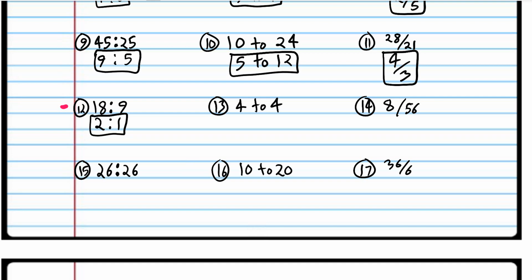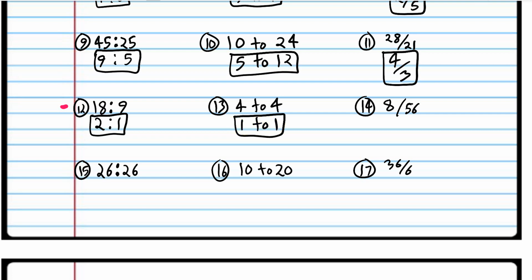For number 13, we can divide both numbers by 4 and we get 1 to 1. A 1-to-1 ratio just means that the two numbers are obviously the same. For example, let's say I have 4 cents in my pocket and you have 4 cents in your pocket. We have the same amount of change, so the ratio is 1 to 1.